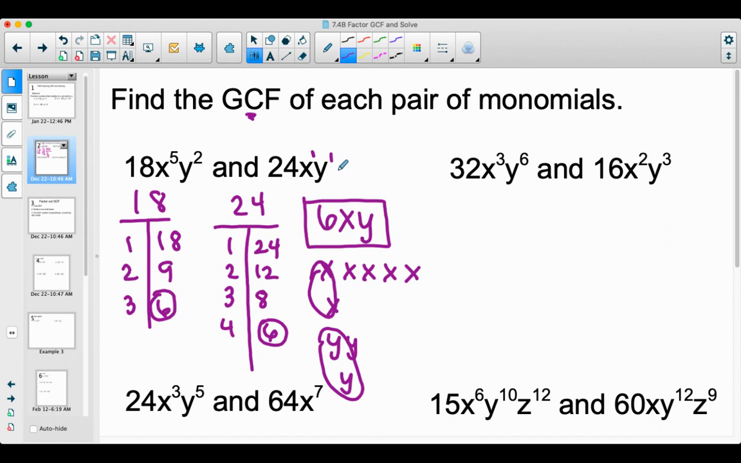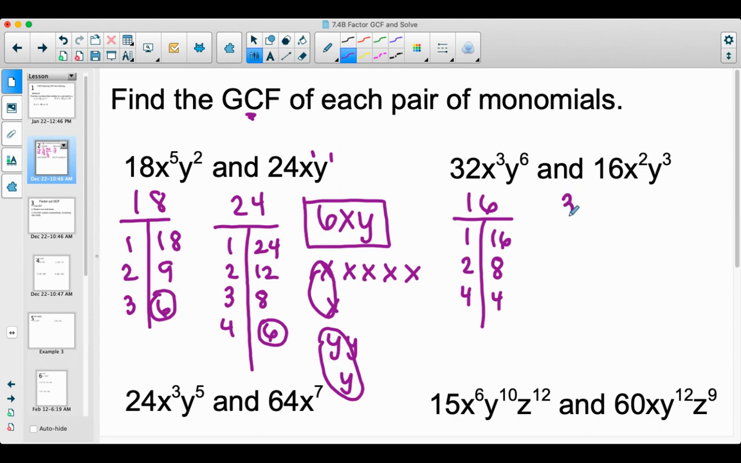Okay, let's take a look at another example. So we have 32 and 16. I always start with my smaller number and go from there. So 16, we have 1 and 16. We have 2 and 8, and then 4 times 4. So that's the same number, but 4 and 4.